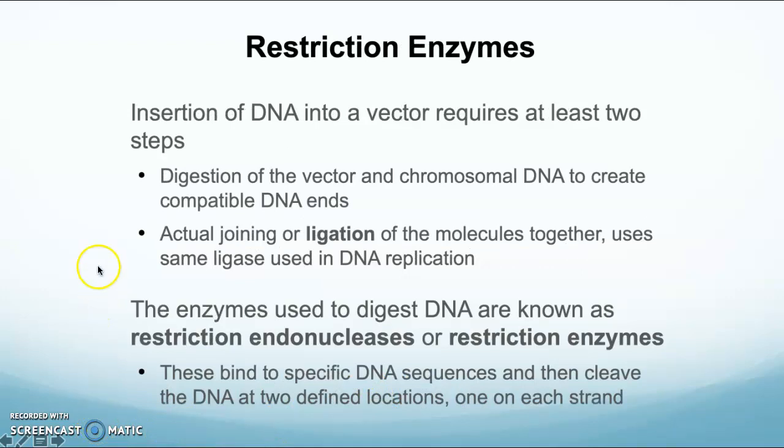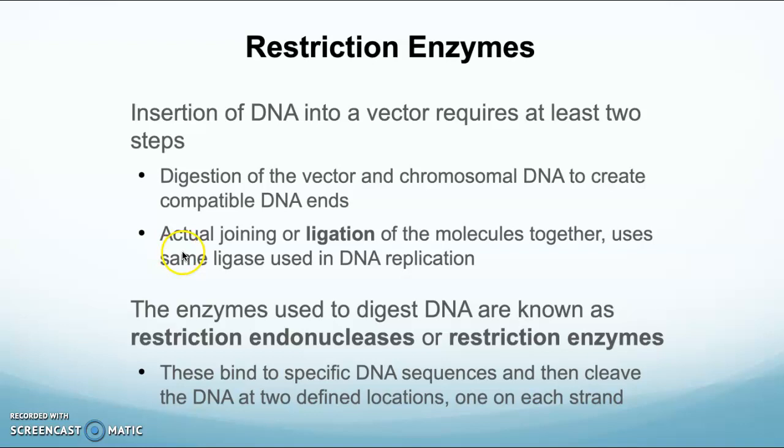So restriction enzymes are how we actually go about inserting DNA into a vector, and it requires at least two steps. In general, the first step is that we digest both our vector, so in the case of a plasmid, we would digest our plasmid, and we would digest our chromosomal DNA. We use the same endonuclease to do this so that we have compatible DNA ends. Once we've cut both of these two pieces of DNA, we would then join them through ligation, often using the same ligase that's used in DNA replication.